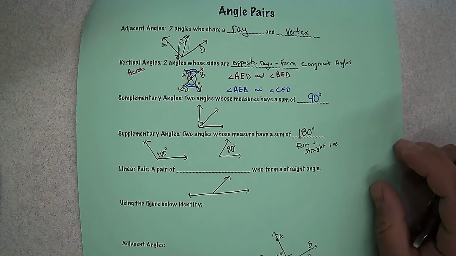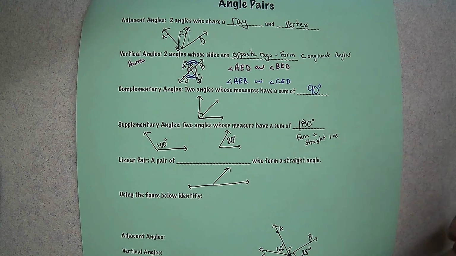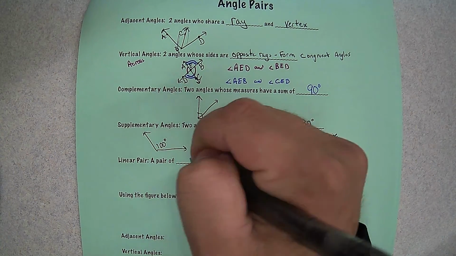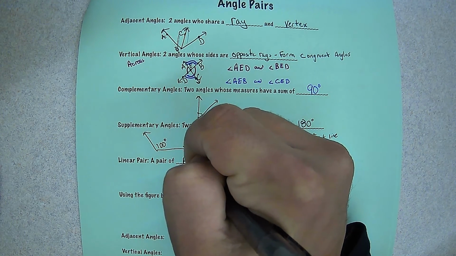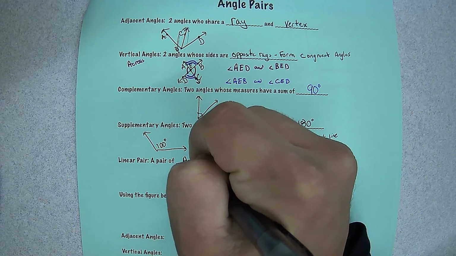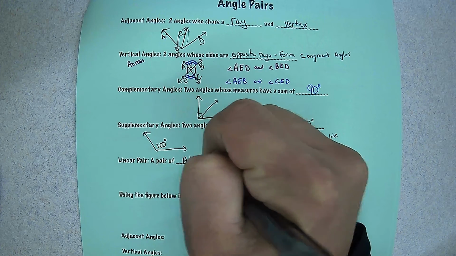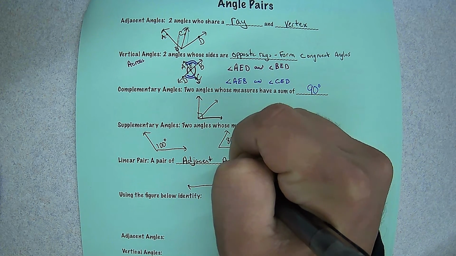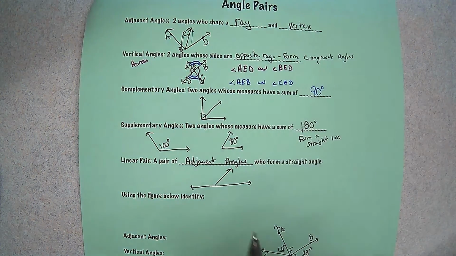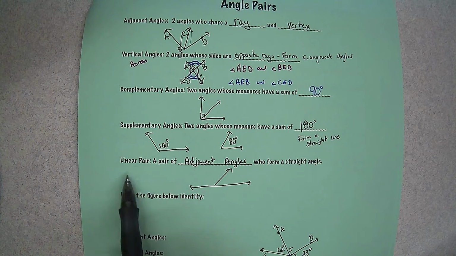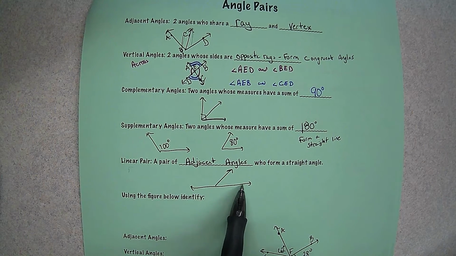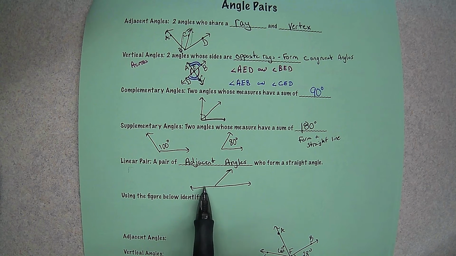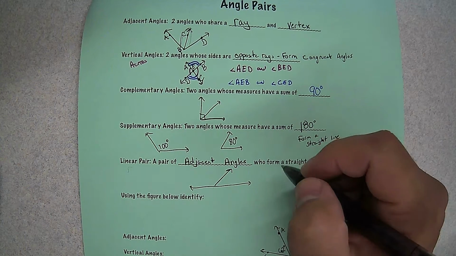We also have a linear pair, and a linear pair is a pair of adjacent angles, like we looked at before, angles that are right next to each other, and a linear pair forms a straight line. So anytime you see a straight line like this and an angle coming out of it, we call that a linear pair. They add up to 180 degrees.